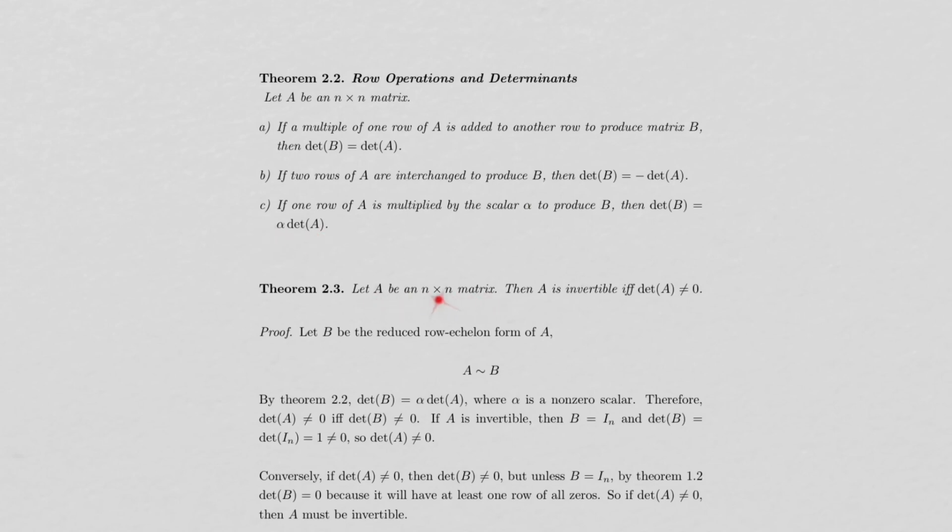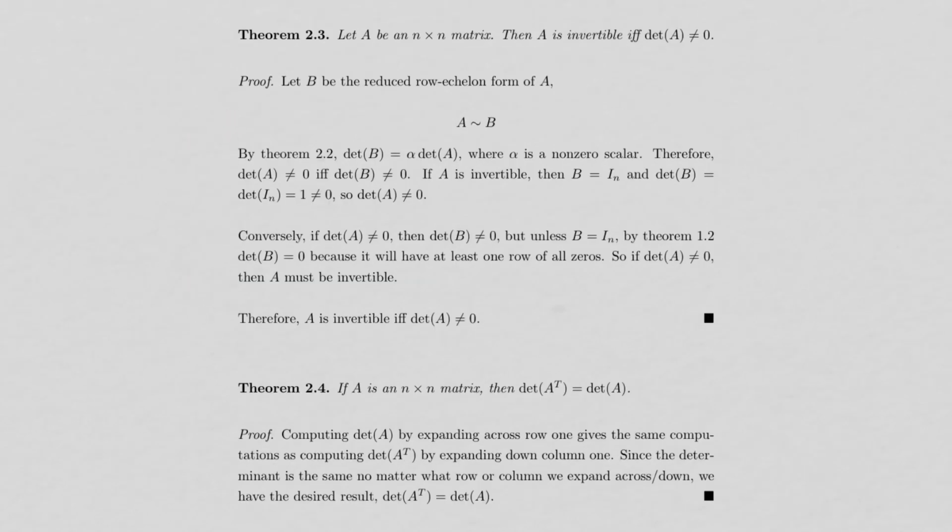Okay, then the next theorem says if A is an n by n matrix, it's invertible if and only if the determinant of A is not equal to 0. Well, we're going to add this to the invertible matrix theorem. In fact, we already did. You might have noticed that I snuck this equation into the invertible matrix theorem in one of the previous videos. A matrix A is invertible if and only if its determinant is not 0.